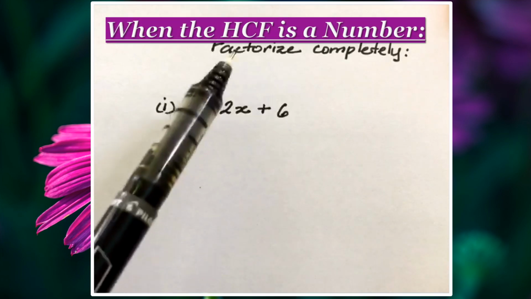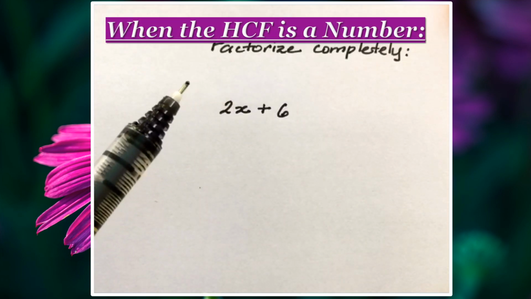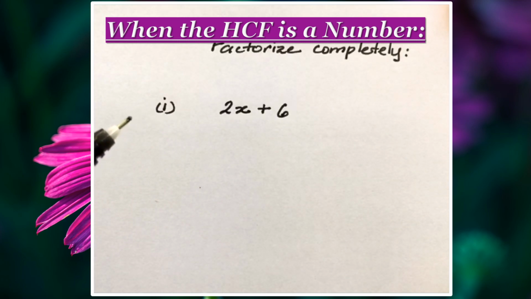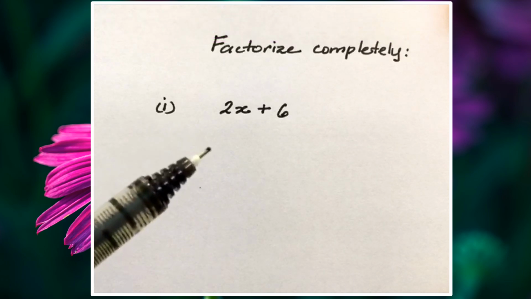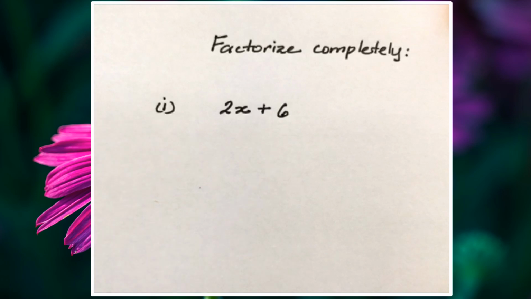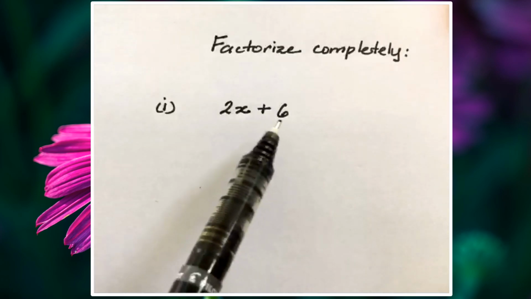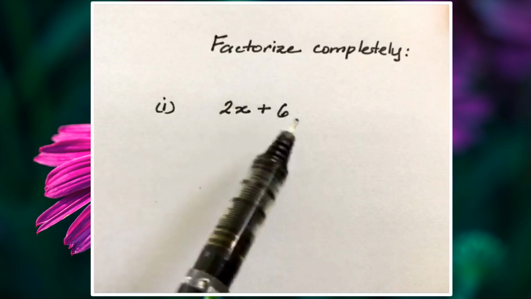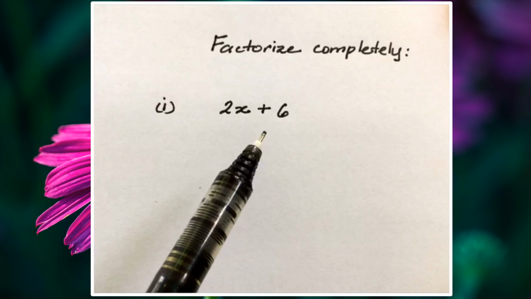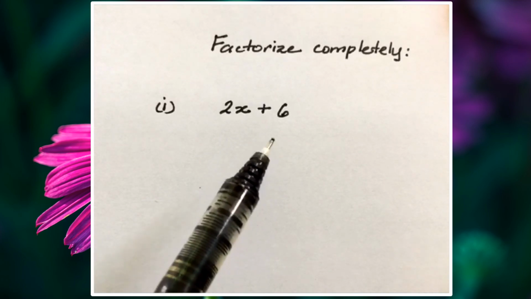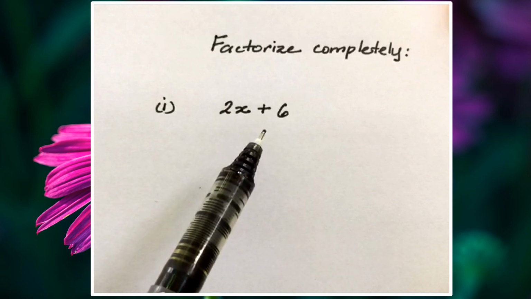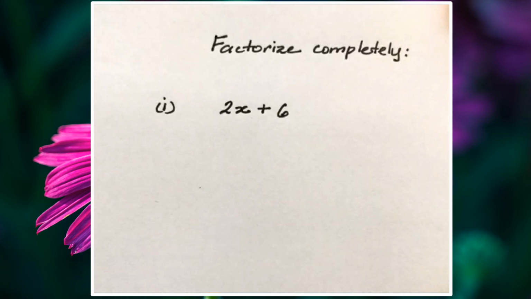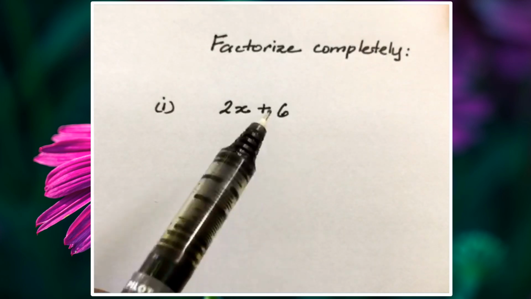Here we have an example that says factorize completely. And to factorize something completely, we have to use what is called the highest common factor, which is a number that can go into both terms equally. So we have 2x plus 6, and this represents a rectangle. So what we need to do is to rewrite this as a product of two terms. So we need to factorize it using the highest common factor. So we need to look at the 2x and the 6 and determine what can go into 2x and 6 without leaving a remainder.